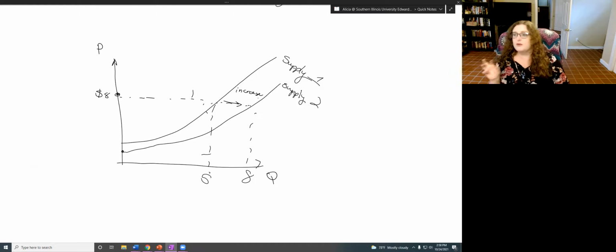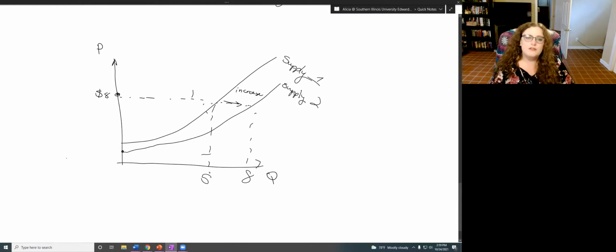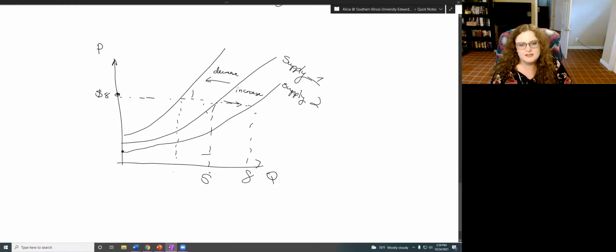So maybe I'm going to put one or more of my resources into supplying the tea. Well, if I'm supplying tea, that means I am not supplying as much coffee. So we might see something kind of like this, where we have a decrease in supply. Maybe now for that same $8, we might produce only 3 lattes, or want to produce only 3 lattes. So we're going to supply 3. So we have changes in supply.